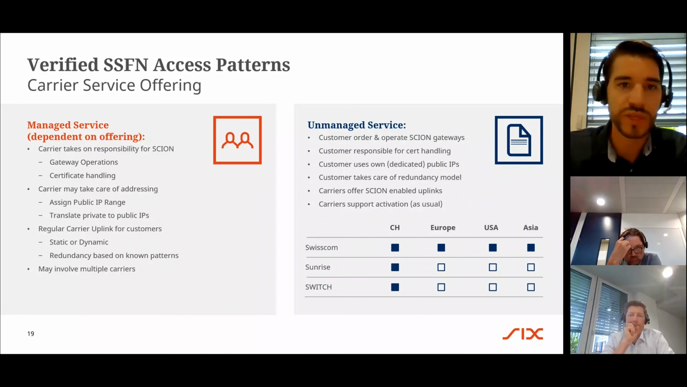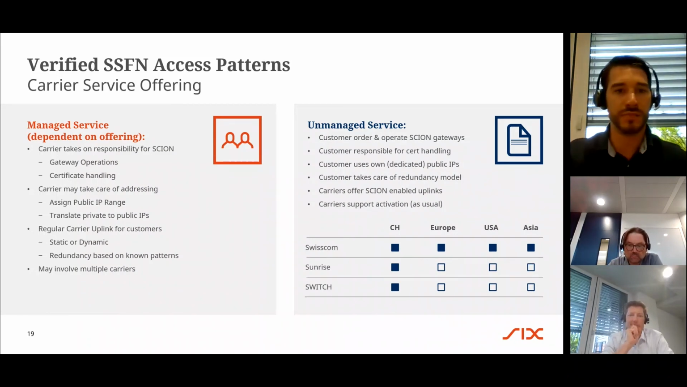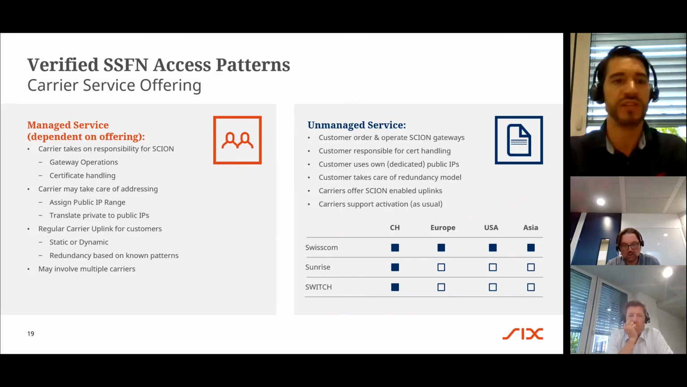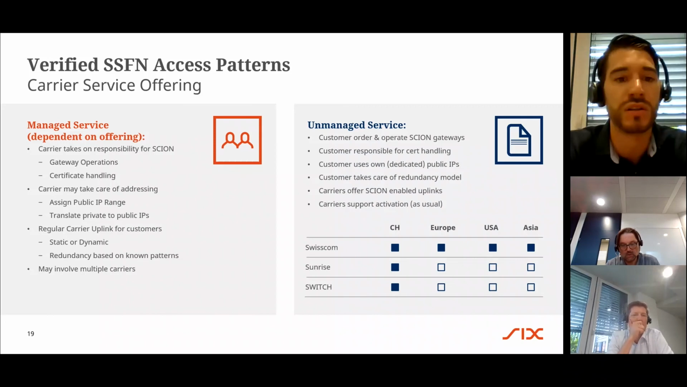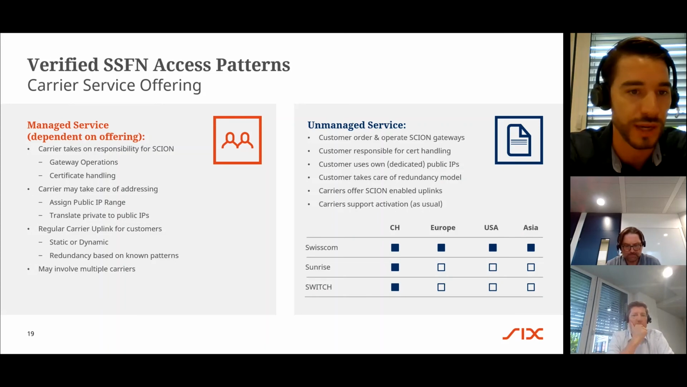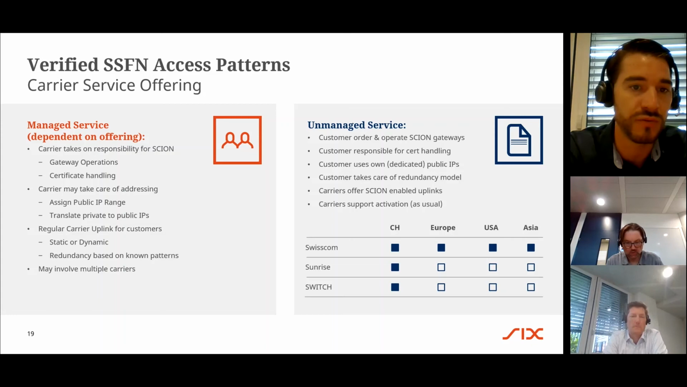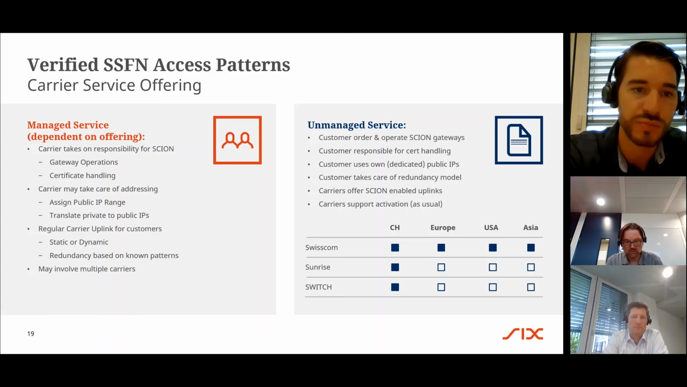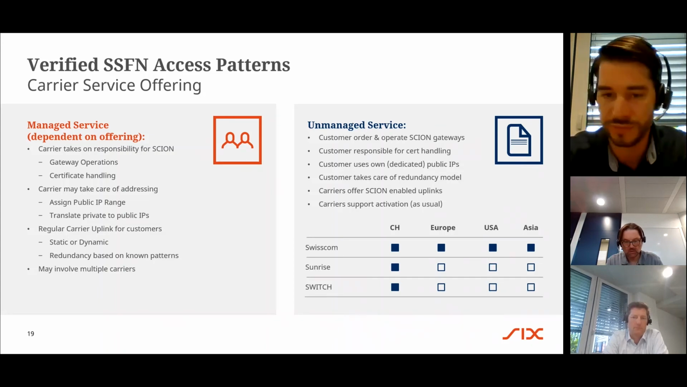Going to the next topic of access patterns, what options do you have as a customer? Generally, there are 2 models which are adopted. There is managed service and there is unmanaged service. Managed service means a carrier does everything and you basically get a connection to your existing IP network. That would include the responsibility for the gateway, ordering and operations, the responsibility for the certificate handling.